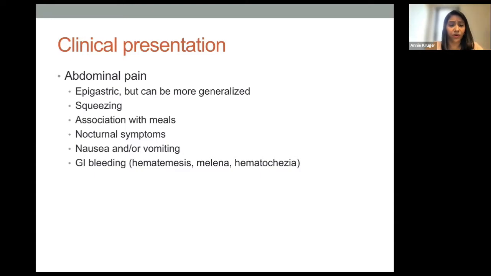Some people will report nocturnal symptoms as well with peptic ulcer disease, because even though they're not eating, on an empty stomach you can still get some degree of peristalsis and it can lead to pain at night. In some severe cases, people will have nausea and vomiting.